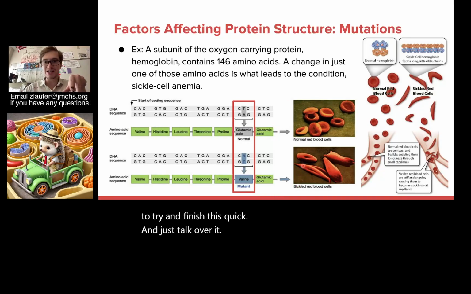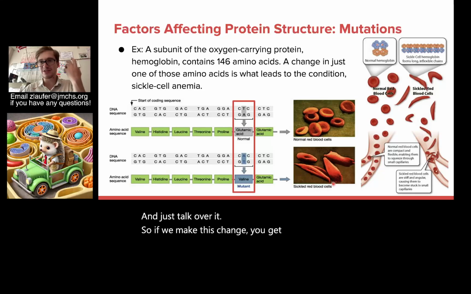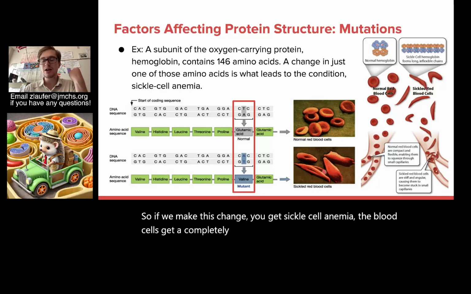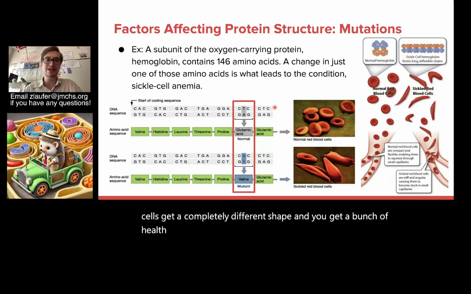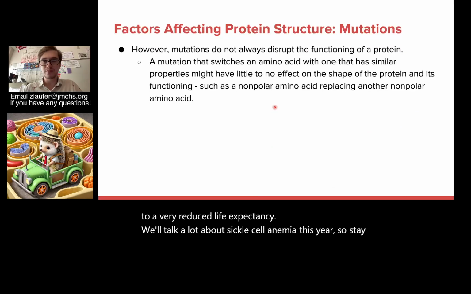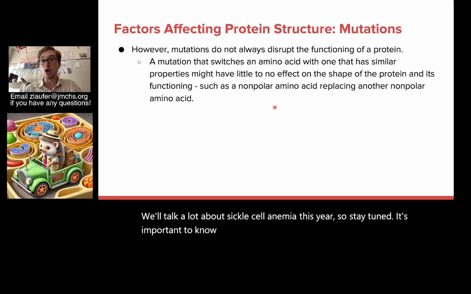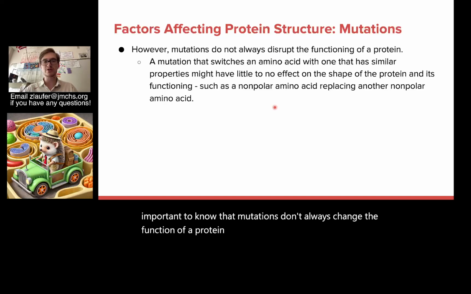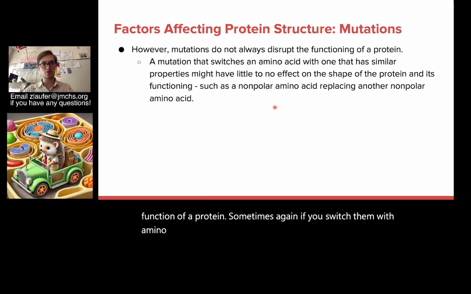So if we make this change, you get sickle cell anemia, the blood cells get a completely different shape, and you get a bunch of health issues that can actually even lead to death and always lead to a very reduced life expectancy. We'll talk a lot about sickle cell anemia this year, so stay tuned. It's important to know that mutations don't always change the function of a protein. Sometimes, again, if you switch them with amino acids with similar chemical properties, nothing is going to change.